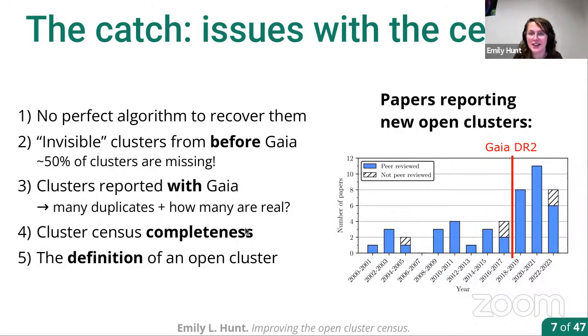We don't know how complete our census of clusters is, and the kind of hilarious thing is that we don't even have a good observational definition for an open cluster. I've said that they're these gravitationally bound small clusters, but how do you actually define that in observational terms? And all these 5 different questions will be things that I will get into throughout this talk.